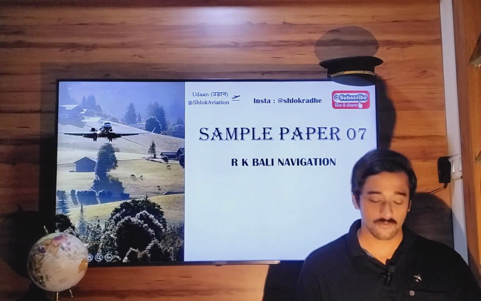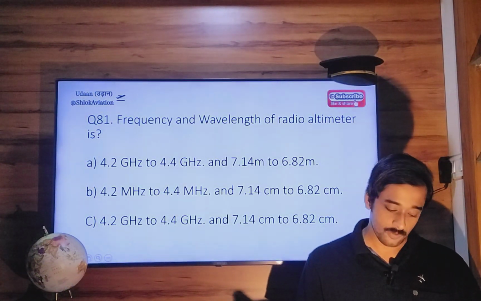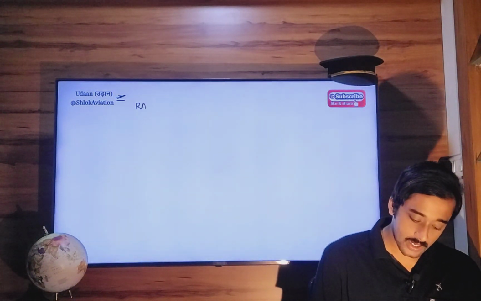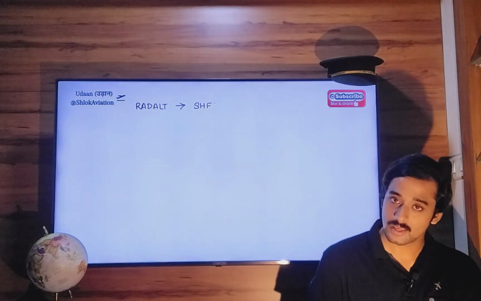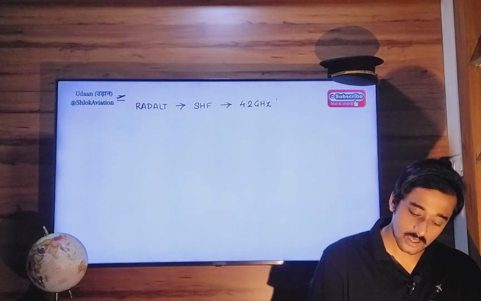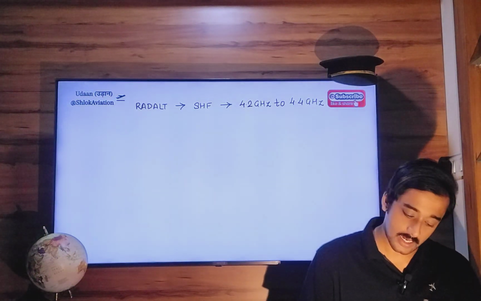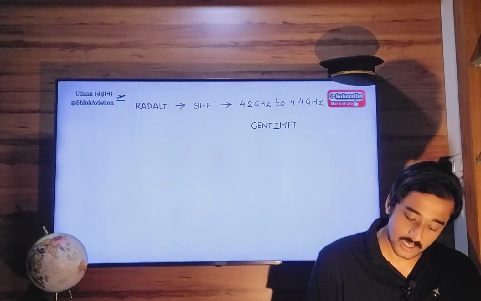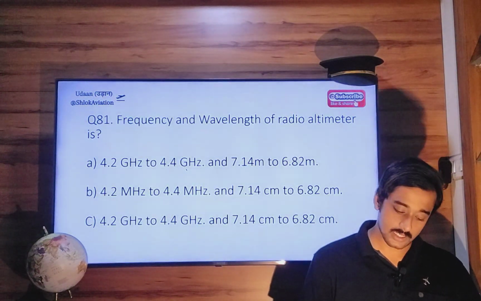So now let's begin with today's new question, question 81. Frequency and wavelength of radio altimeter is what? So remember, your radio altimeter works in the frequency band of super high frequency, and the super high frequency band is 4.2 gigahertz to 4.4 gigahertz, and the corresponding wavelengths are in terms of centimeter. Very important.